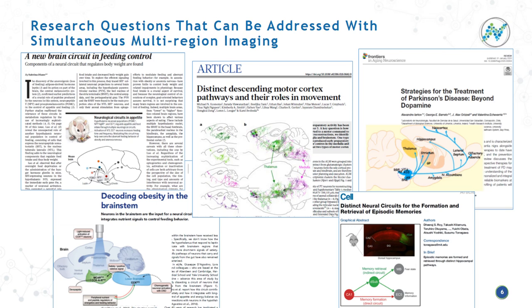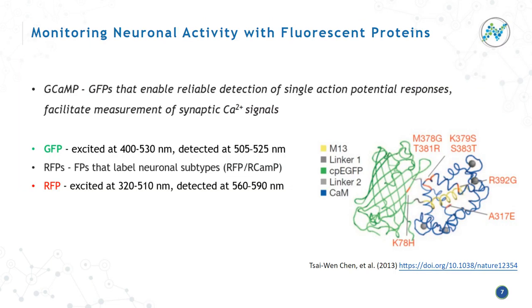Now, imagine if you can simultaneously follow the activity of subtypes of neurons in these brain areas longitudinally while looking at the subject's naturalistic behavior. That is what we will be talking about today. But how would one do that? This whole area is really thanks to all our colleagues who have developed these wonderful tags.